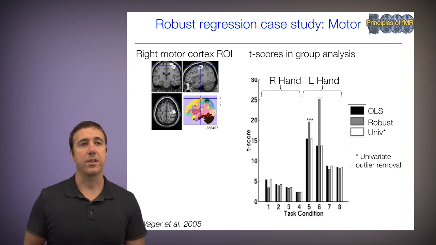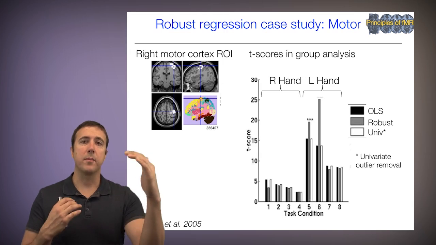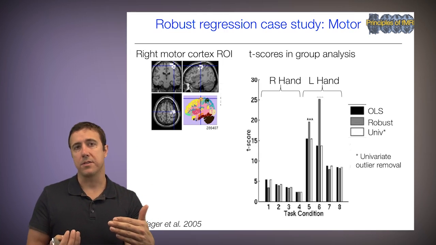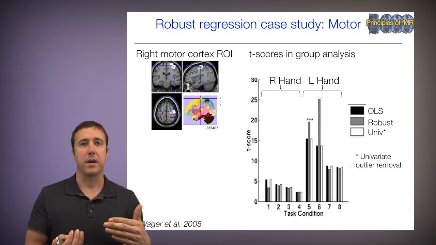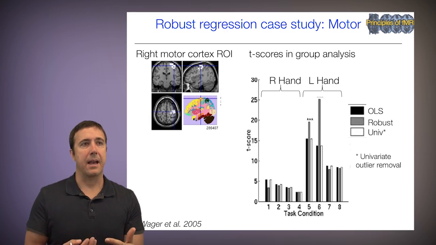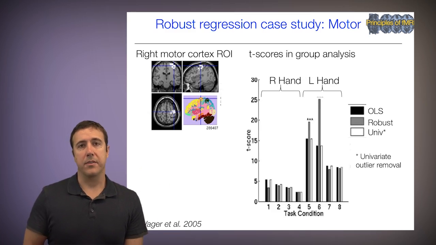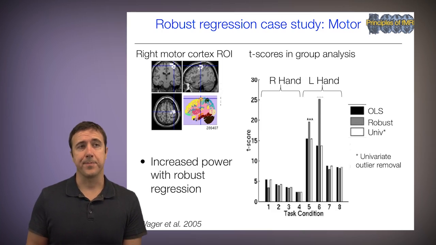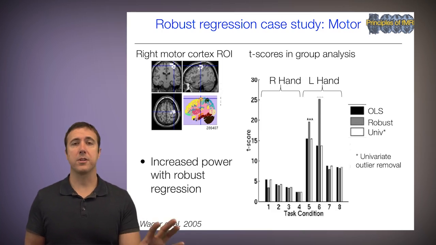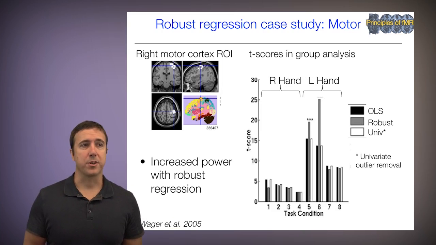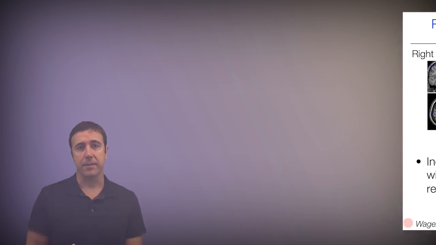And finally, the univariate case refers to the idea of trimming the data or just removing outliers that are extreme values without the robust weighting procedure. And as you can see here, there's really no benefit here to the univariate outlier removal. And this has been a pretty consistent finding that the univariate outlier removal is not a terrific solution, and robust regression is a better one. So here, the conclusion is increased power with robust regression, and there's really little or no cost here that's apparent.